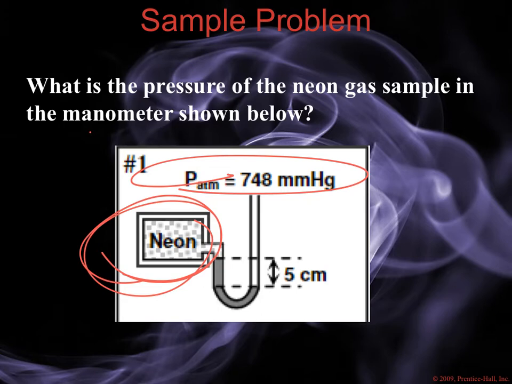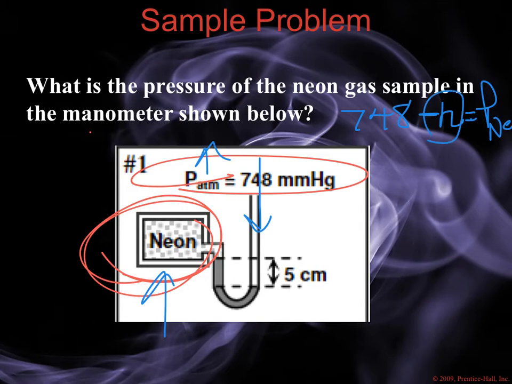Well, hopefully you've tried this on your own, but you would notice that atmospheric pressure is higher than the pressure of the neon. So we're going to start with 748 millimeters of mercury, and we're going to subtract, in this case, because the gas we're trying to get to has a lower pressure, whatever H is, and that's going to give us the pressure of the neon gas. Now the question is, what is H?